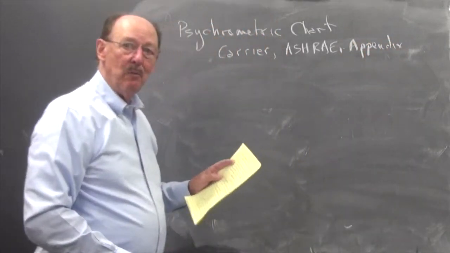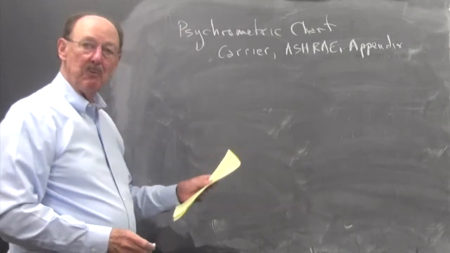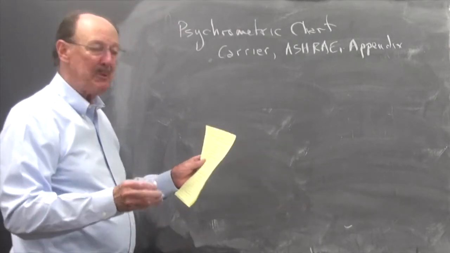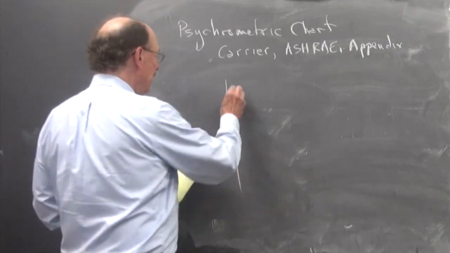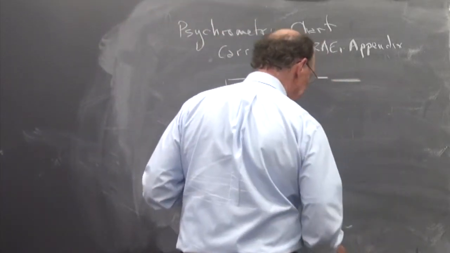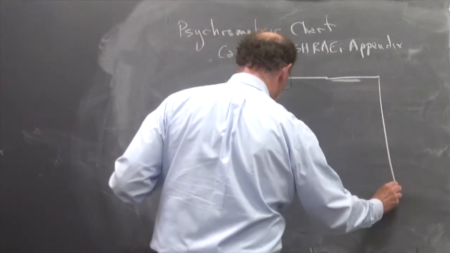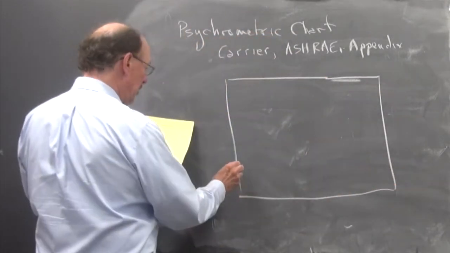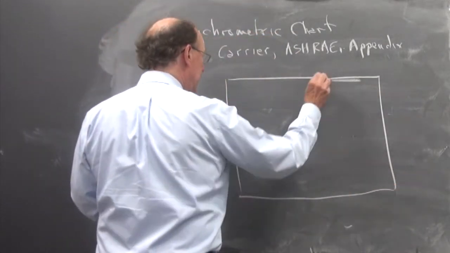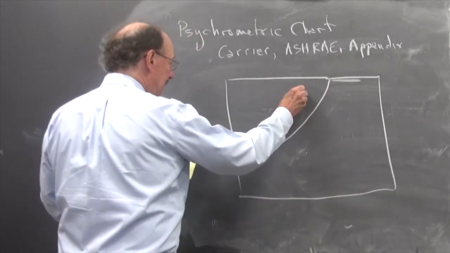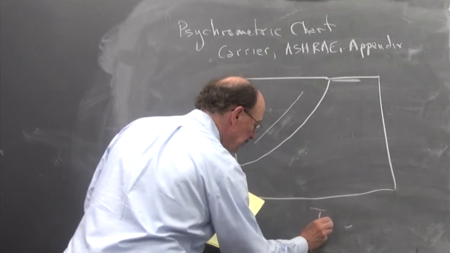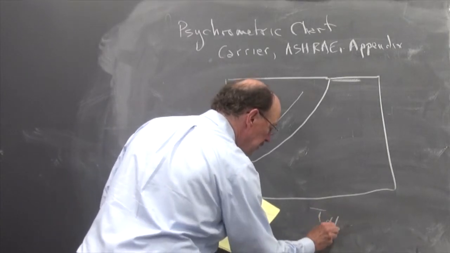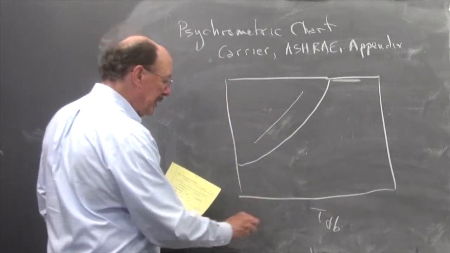And so what I want to do is explain how to find properties on this chart. Obviously I can't project the chart here, so I'll draw a schematic of it. So we have the psychrometric chart. You're going to have a line like this that goes up on the line here. And down here is the dry bulb temperature. So this is your dry bulb temperature going along the bottom.